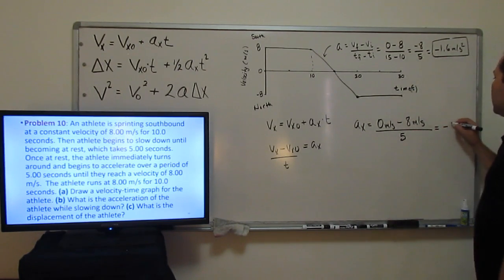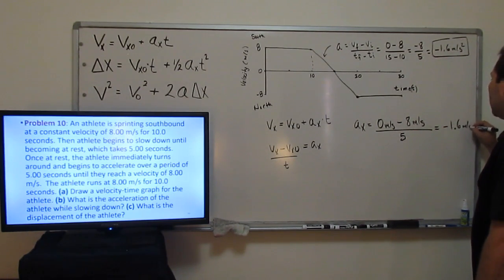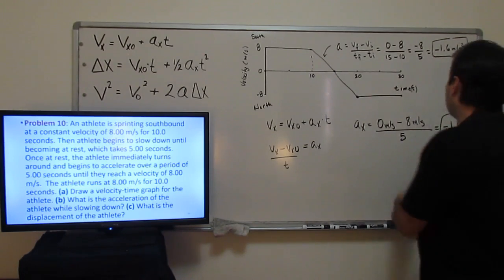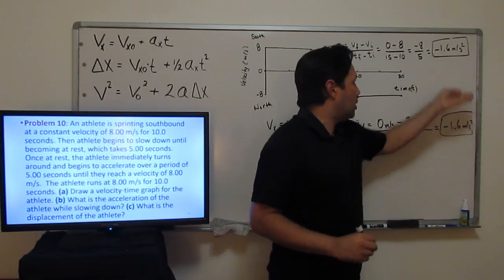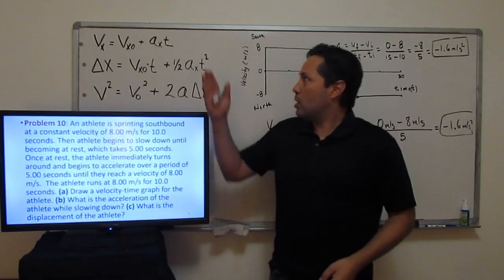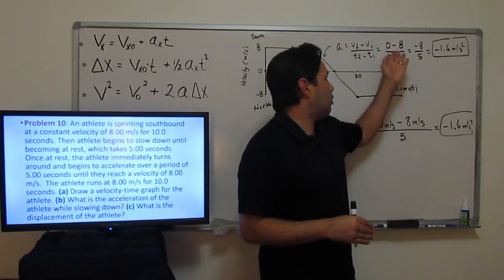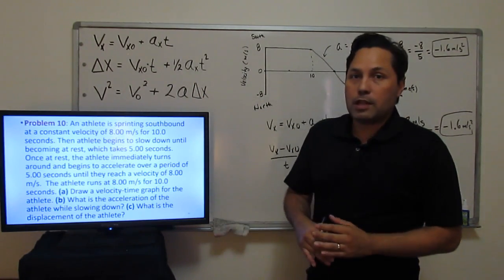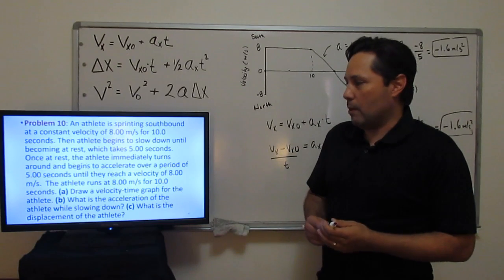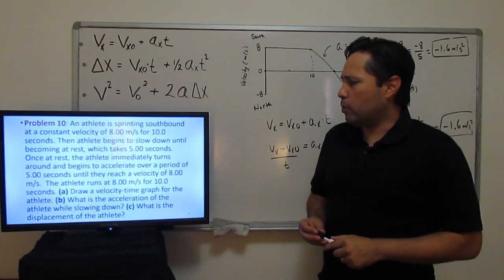So the answer is the same value, 1.6 meters per second squared. So you end up with the same value for the answer as before. So whether you use this formula on top or the slope formula in a velocity time graph, either one will give you the same answer. Now let's go ahead and move on to part C.